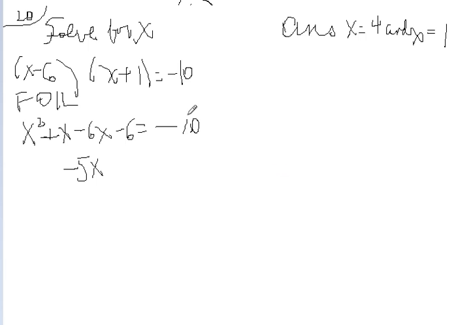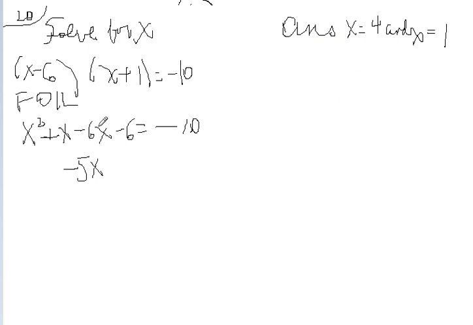Solving for x, I have (x minus 6)(x plus 1) equals minus 10. That's my equation. I know my answer is going to be x equals 4 and x equals 1. Okay, I have to find those as answers. I'm not supposed to know that, but I just know it.